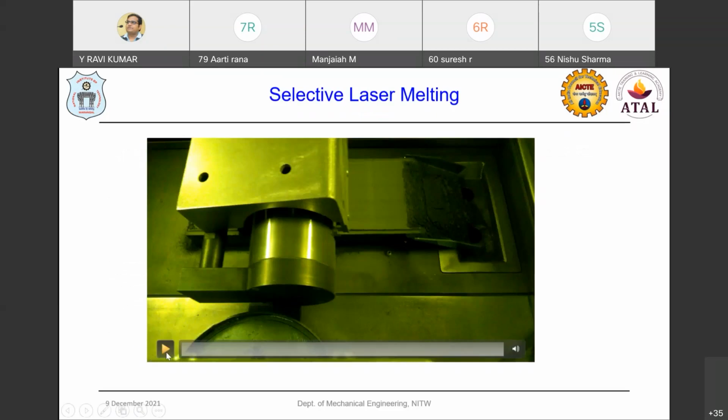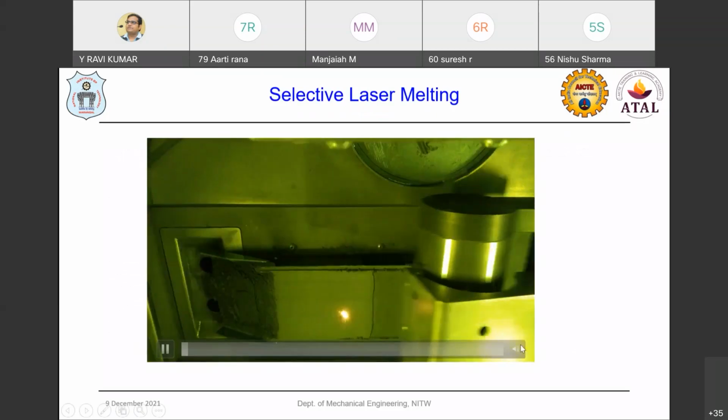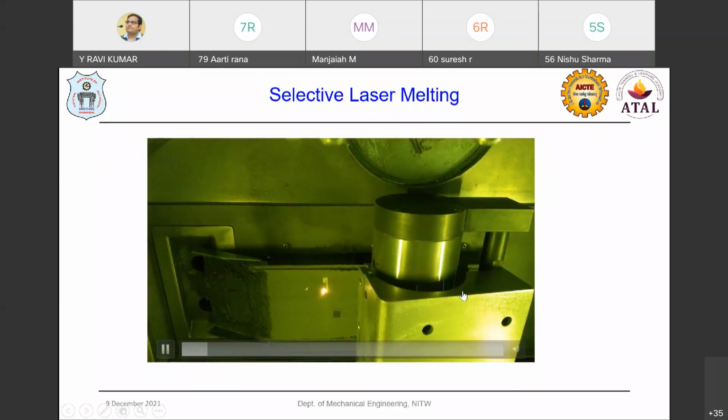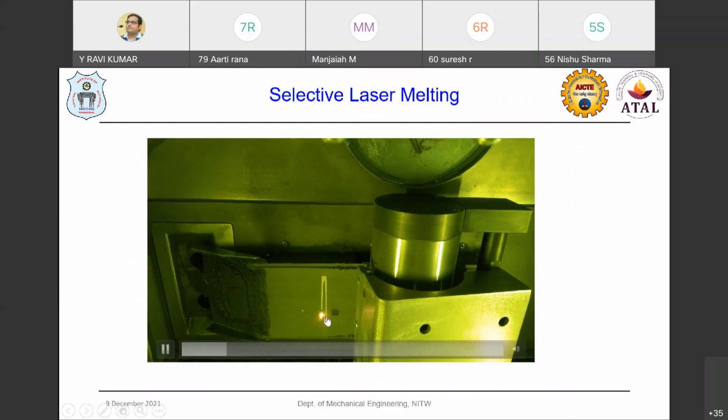And if you see with respect to the 3D Systems machine we have in our laboratory, you can see this is how the roller takes the powder from the hopper to the build platform area, and then the laser is melting according to the tool path strategies, that is, the 3D CAD model given to the system.